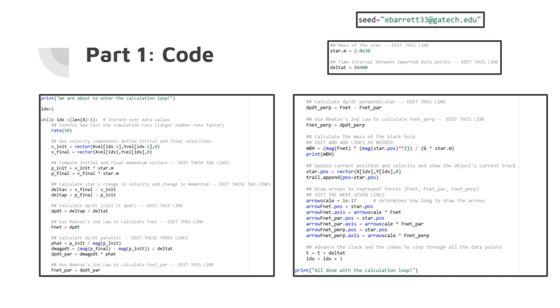In part 1, our system was the star and our surroundings was the black hole in space. We used a seed, as you can see in the top right, which is just our email, to make sure all of our results are unique to the person finding the calculations. You can see our initial conditions with the mass of the star and the time interval between imported data points up at the top right.